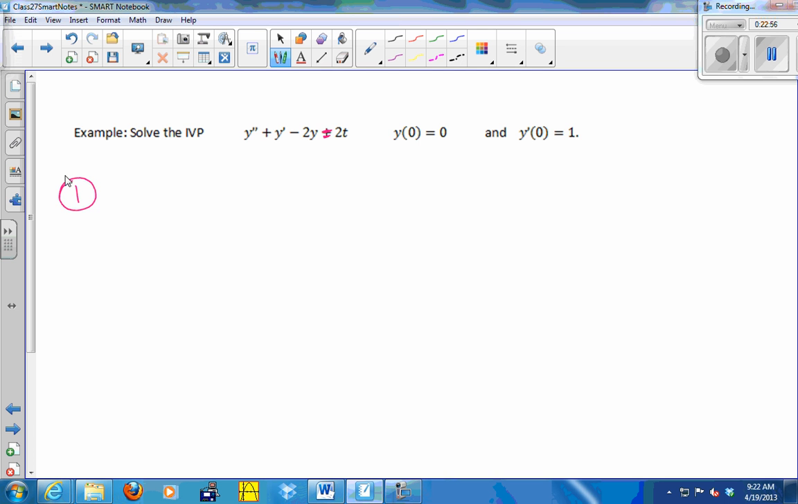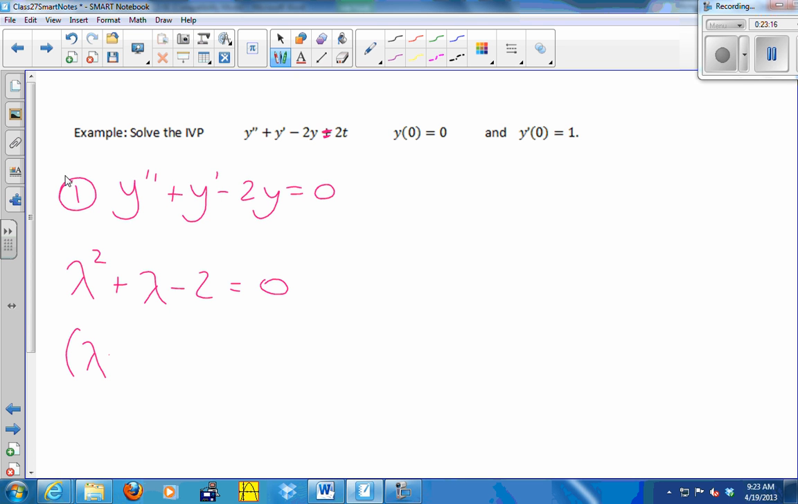So step 1, we solve the associated homogeneous equation. y double prime plus y prime minus 2y equals 0. We can do this by writing down the characteristic equation, which would be lambda squared plus lambda minus 2 equals 0.